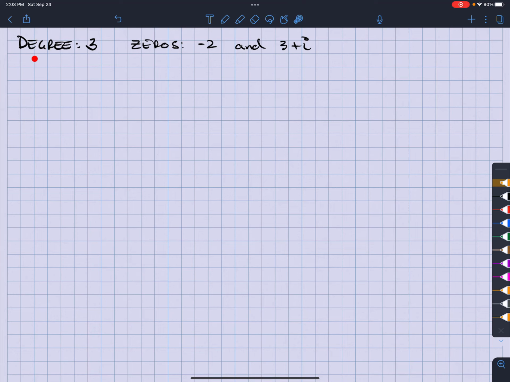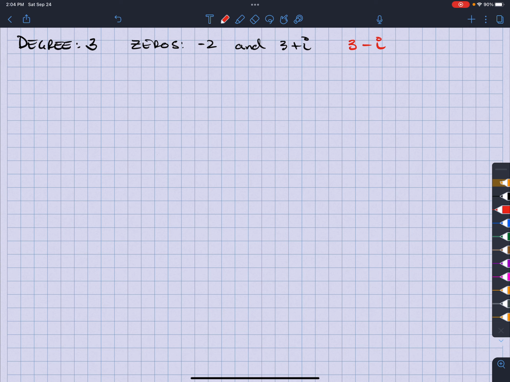All right, so we have a degree of 3. Zeros are -2 and 3 plus i. With the conjugate rule, we also have a root that is 3 minus i. Okay? So those are my three zeros. I keep on calling them roots, but they're zeros.